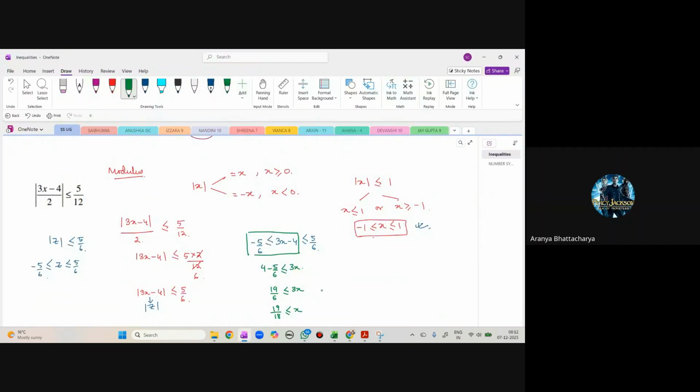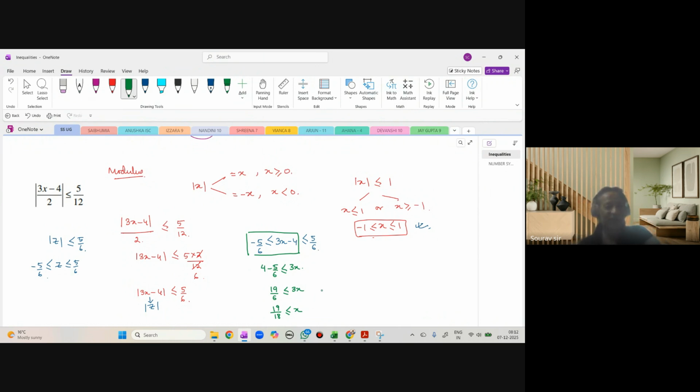Sir, can we not do it like at once, like both the sides at once? You can do whatever way you want to, but the point is that there are chances of making mistakes. Even without working out all this, if you practice, you can just write the answer from this step itself. But that needs practice. So the answer to your question is definitely yes, but you have to be 100% sure.